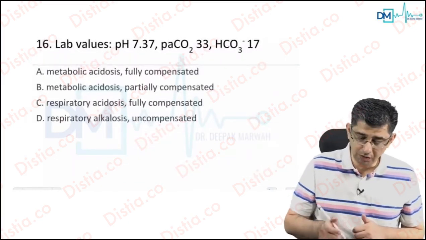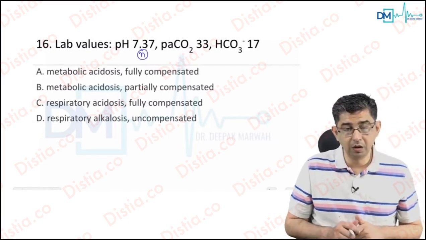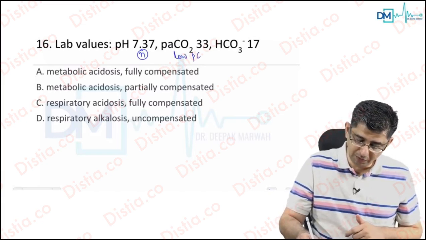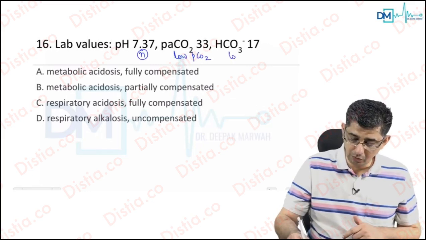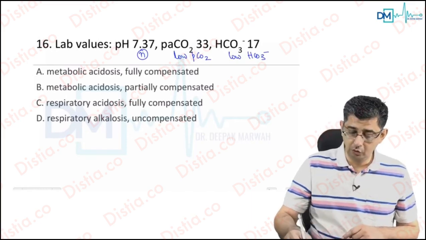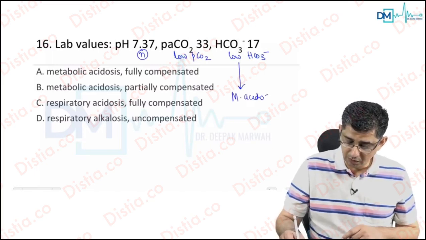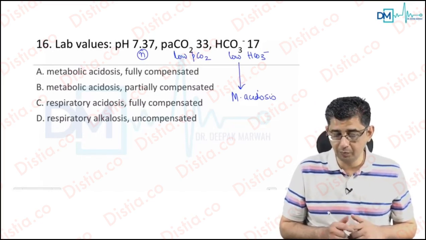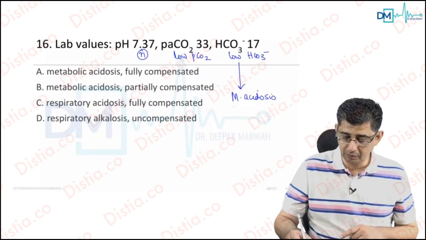Moving to the next question. You can see that in this person, the PCO2 is low. This means there is a carbon dioxide washout occurring from the patient. There is also a low bicarbonate value in the patient. The low bicarbonate explains the fact that he is having metabolic acidosis. To compensate for this metabolic acidosis, this patient is also exhibiting hyperventilation, and that hyperventilation is responsible for loss of carbon dioxide from the body.